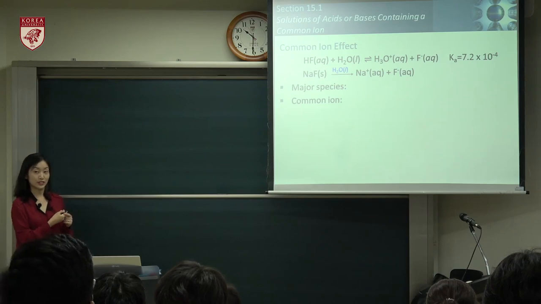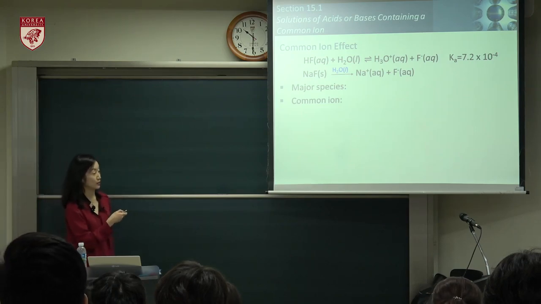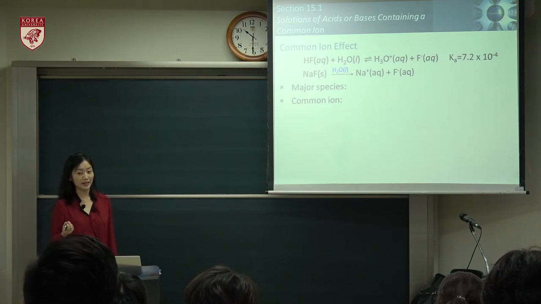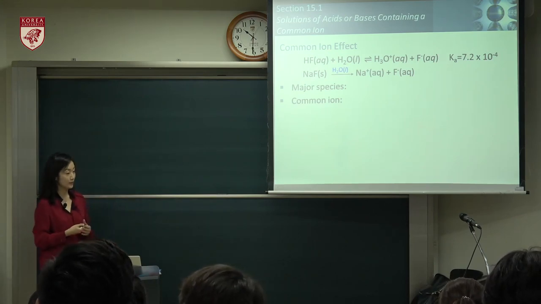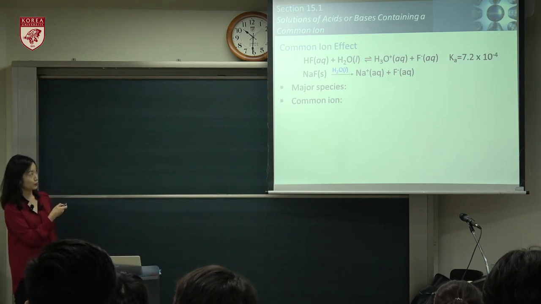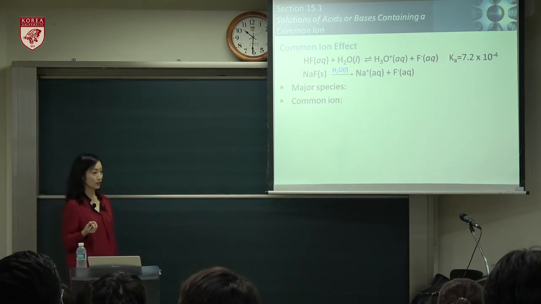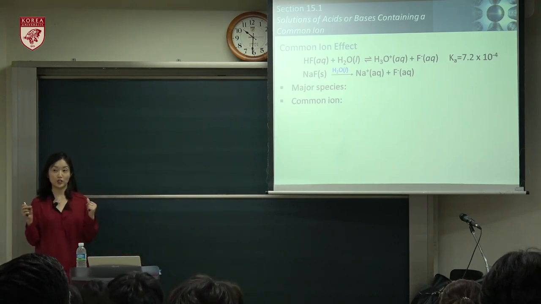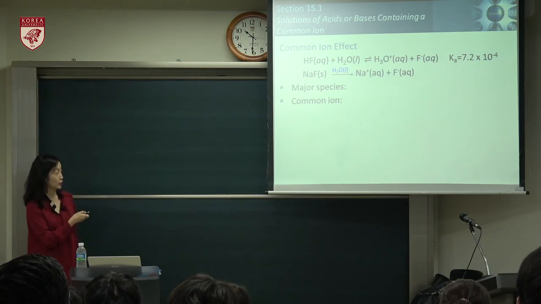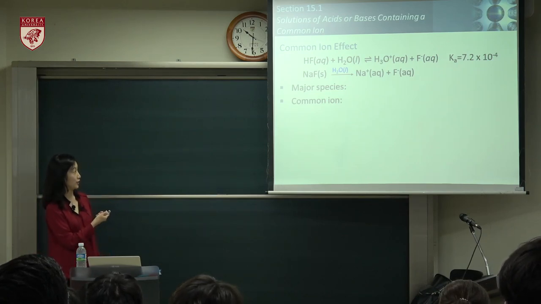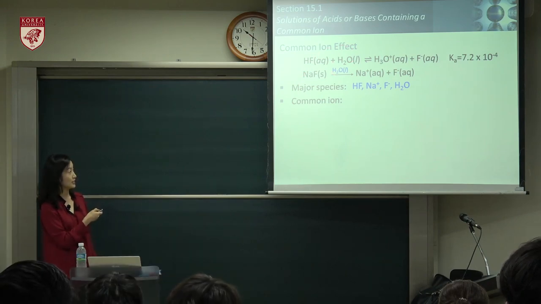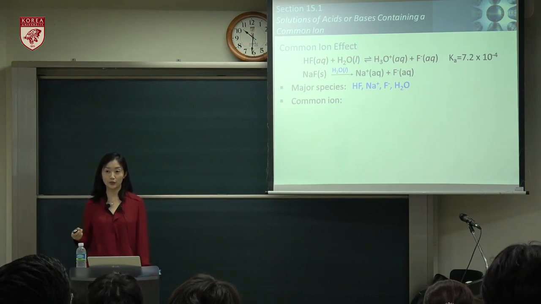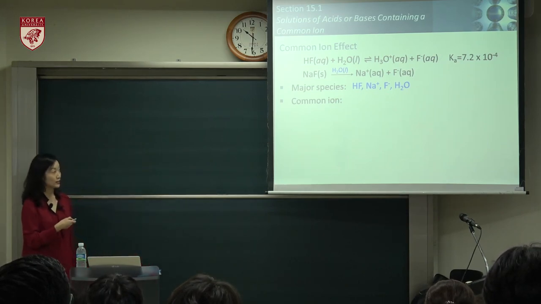Since HF is a weak acid, as we can see from the small Ka value, we know that most of the HF will remain as HF at equilibrium. And NaF, sodium fluoride, is a salt. A salt is simply another name for an ionic compound, which will break into ions when dissolved in water. So our major species are HF, the hydrofluoric acid, Na+, F-, and water, since we're dealing with an aqueous solution.